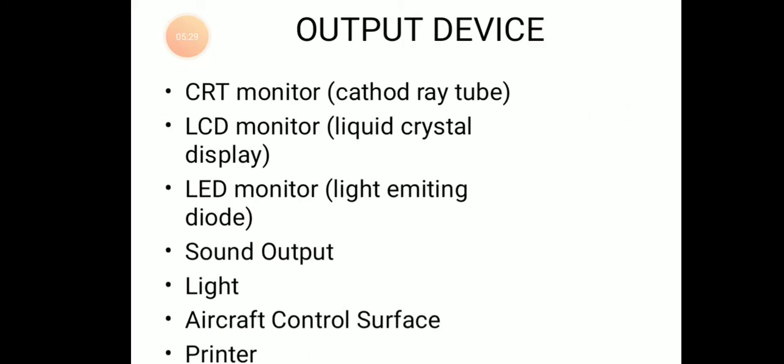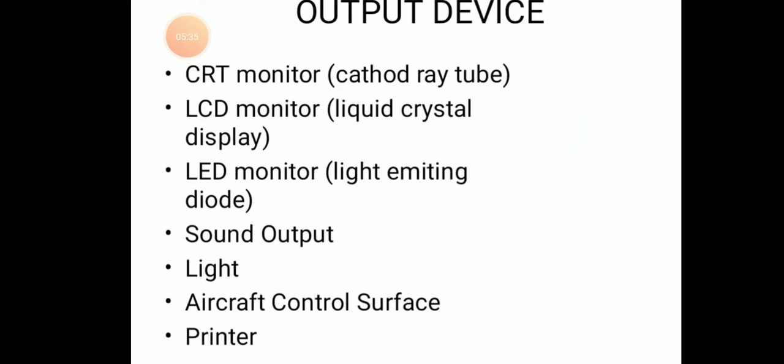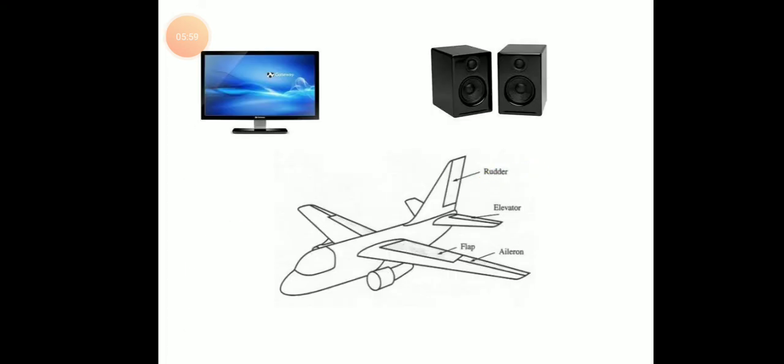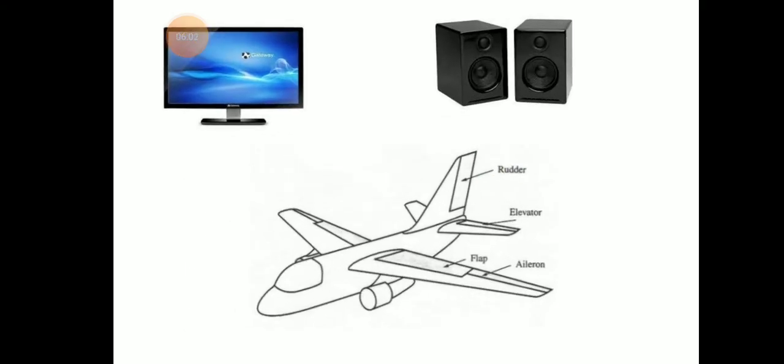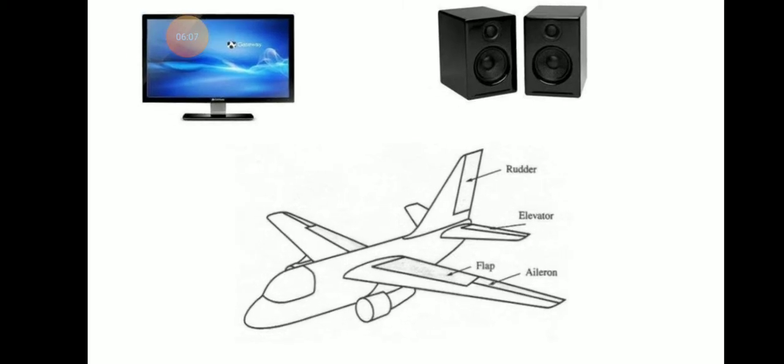Next we'll move on to the output devices related to computers. First one is the CRT monitor, that stands for cathode ray tube. Second one is the LCD monitor, liquid crystal display. Third one is the LED monitor, light emitting diode. Next are the sound output, light, aircraft control surface, and printer. All these are called output devices used by computers. These are some glimpses or pictures related to output devices: monitor, sound speakers, and aircraft.